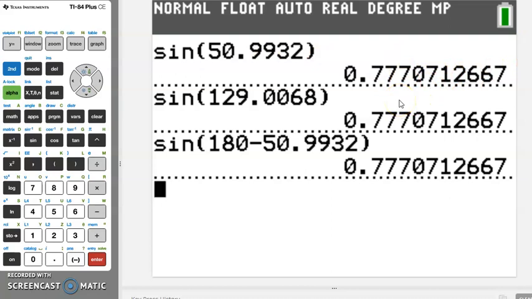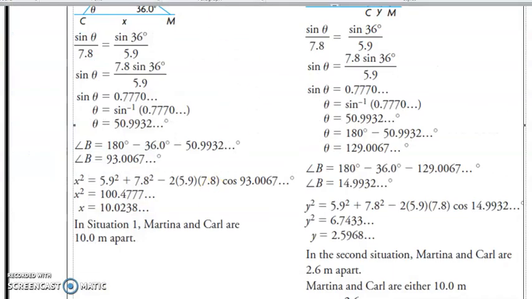Now, some of you are still wondering, why is this happening? Well, we will learn about this in greater detail when we take Pre-Cal 11 and Pre-Cal 12, when we do the trigonometry unit in those courses. But for now, we just need to know that there's two possible triangles. An acute, like we learned in Chapter 3, and an obtuse, that we're doing now in Chapter 4, that will give you the same information. Your calculator, when you do this, will only give you back the 50.9223. You have to take 180 minus that to get the 129.0068. Super neat.